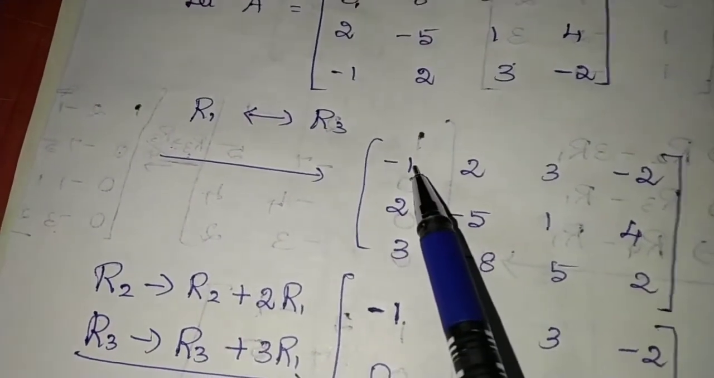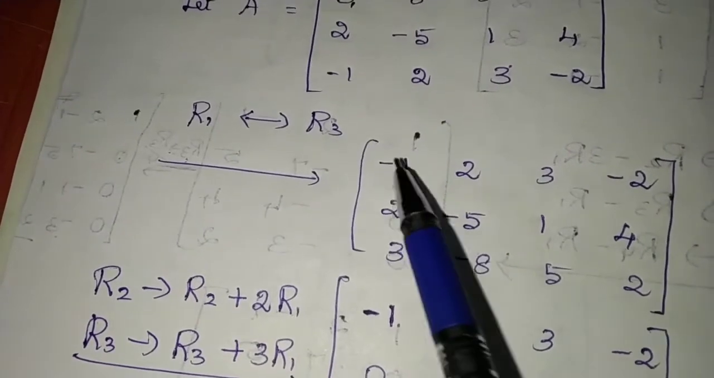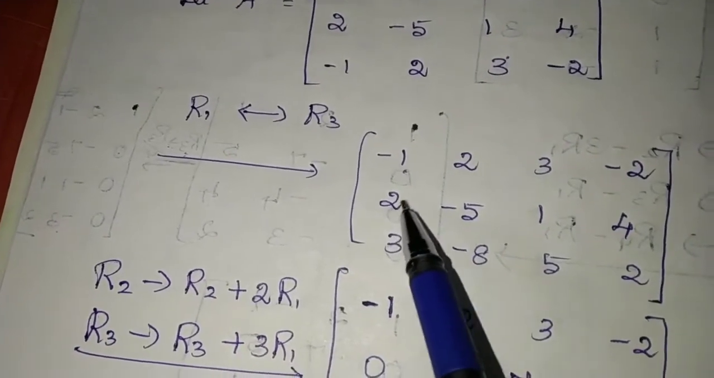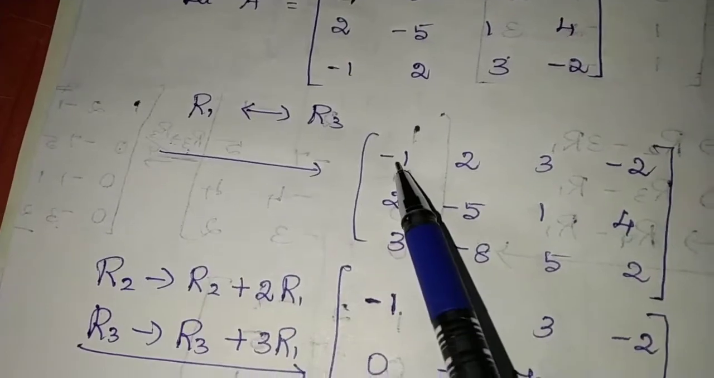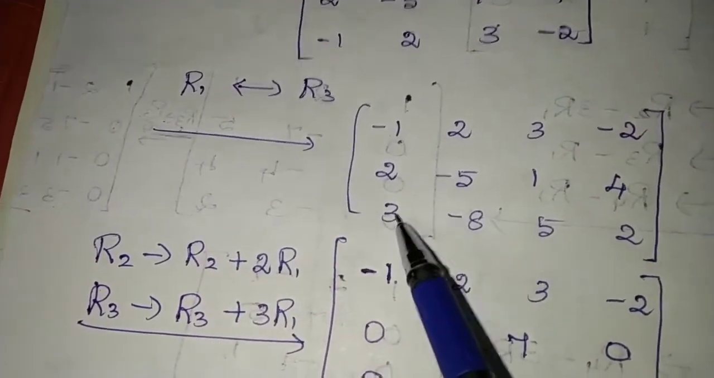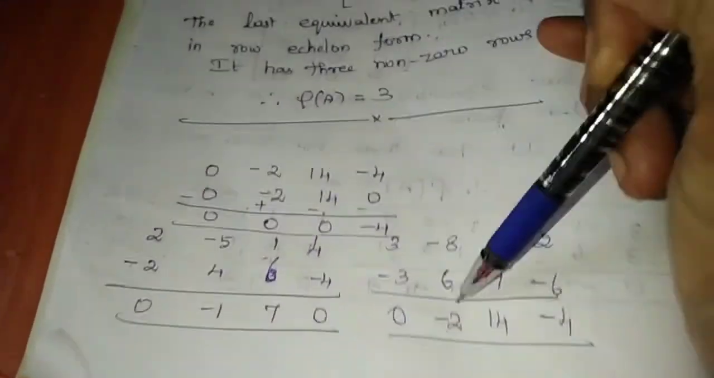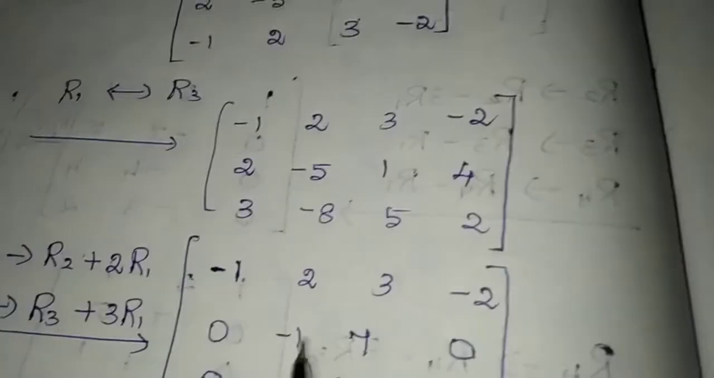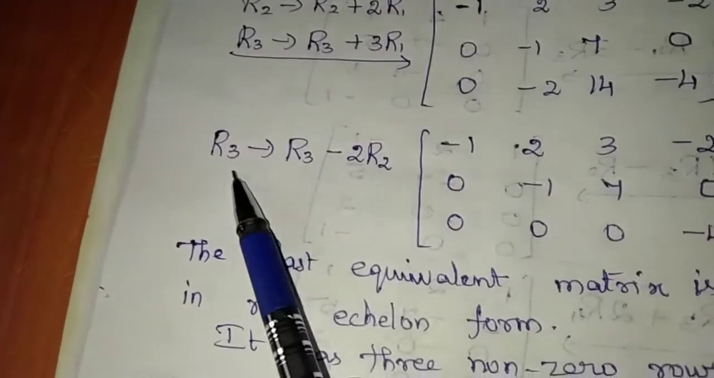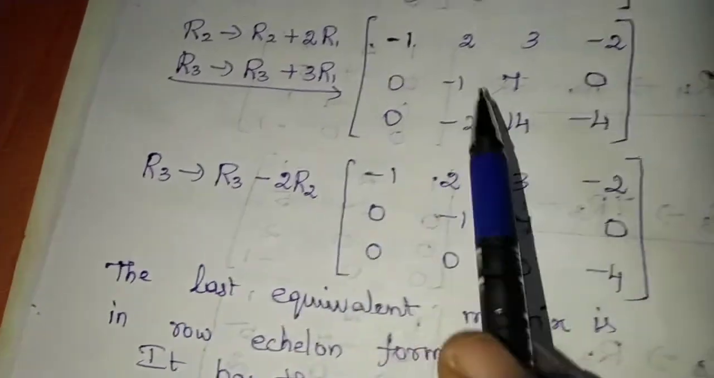Now here we want 0. 0 means multiplied by 2. Here already your minus is there. Then R2 plus 2R1. Here 3: R3 plus 3R1. Simplify and we have to write and solve. Okay, simplify, we get the value. And similarly R3 implies R3 minus 2R1.